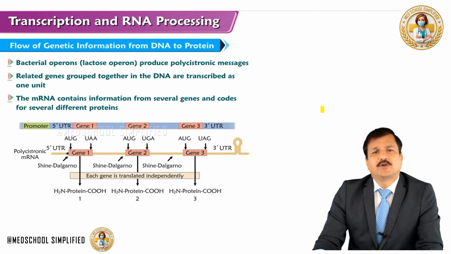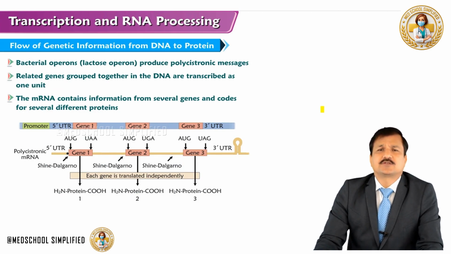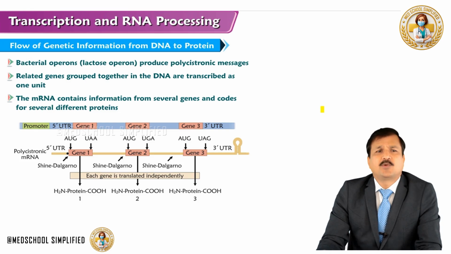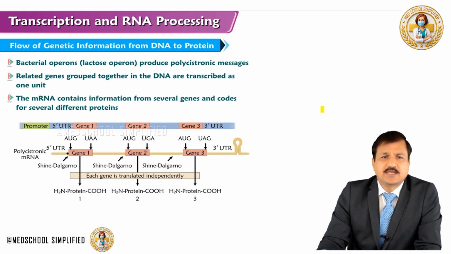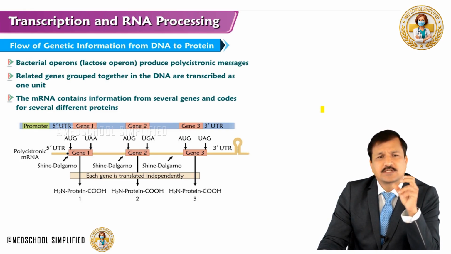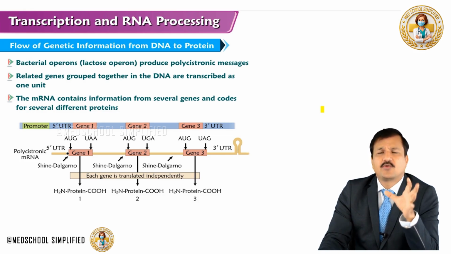Now, the mRNA produced by the gene, as we have explained in the previous figure, is the monocistronic message, that is, it is transcribed from a single gene and codes only for a single protein. The word cistron here is another name for a gene.